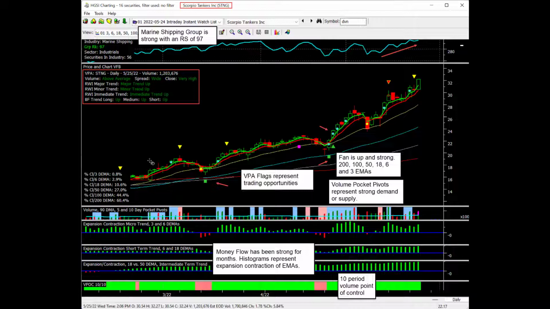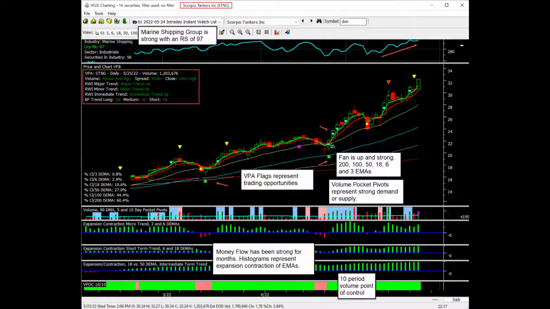Now I'm going to go back up to the main area here, and you can see that there are VPA flags that have been generated. This is a strength seen returning VPA flag. Here's another one over here. This is a low volume test. This means supply is coming in. Now we get over here, you can see that there was a pullback and a shakeout. The 3 did go below the 6, but neither one of them stayed below the 18 very long, and the stock found support at the 50-day exponential moving average.